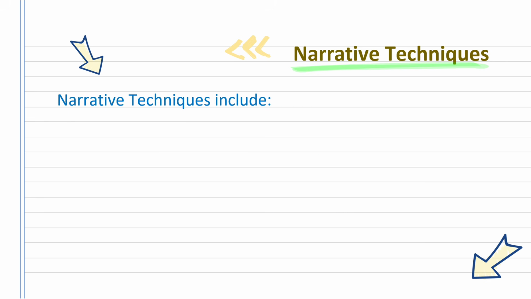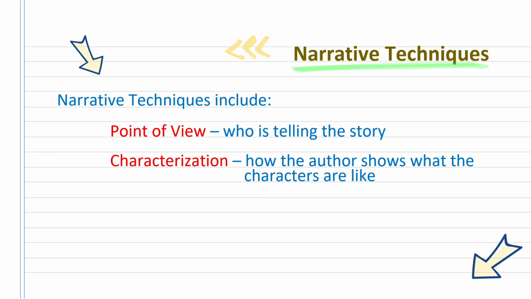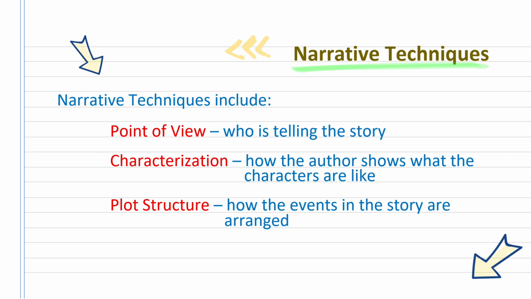Narrative techniques include story elements like point of view or who is telling the story, characterization or how the author shows what the characters are like, and plot structure or how the events in the story are arranged.